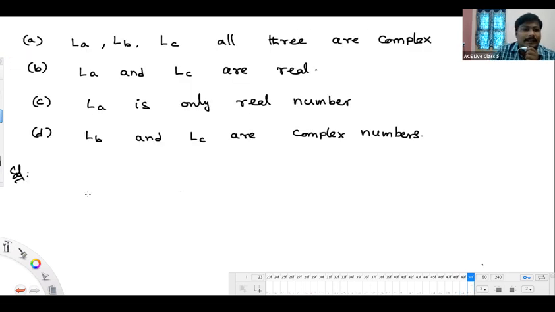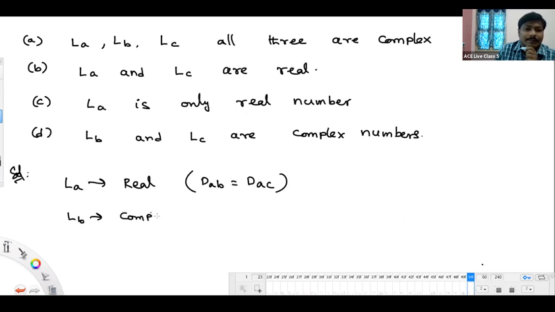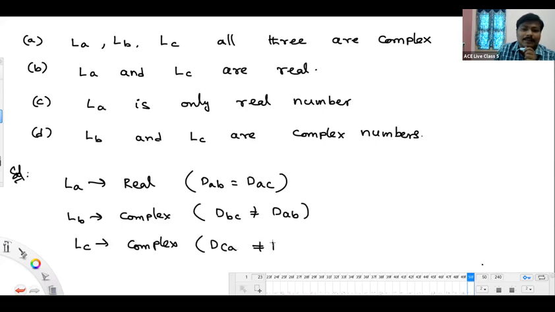So I can say LA is a real number, since the DAB and DAC distances are equal. LB is a complex number, because the DBC distance is not equal to the DAB distance. LC is also a complex number, because DCA is not equal to DBC. So from this, I can say C and D are the correct answers. C and D both are correct.